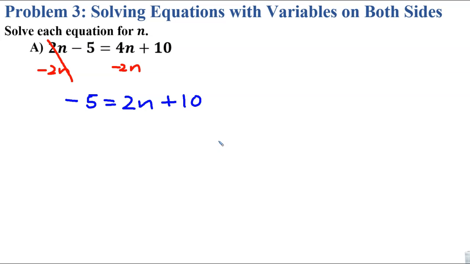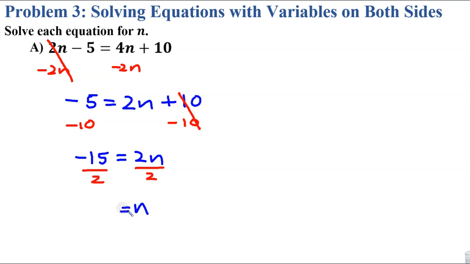Now what I want to do is get everything else to the left side. So for that, I'm going to subtract 10 from both sides to cancel out this plus 10 on the right. That'll give me negative 5 minus 10, which would be negative 15 on the left, is equal to 2n. And now I can get n by itself. I'm going to divide both sides by 2.